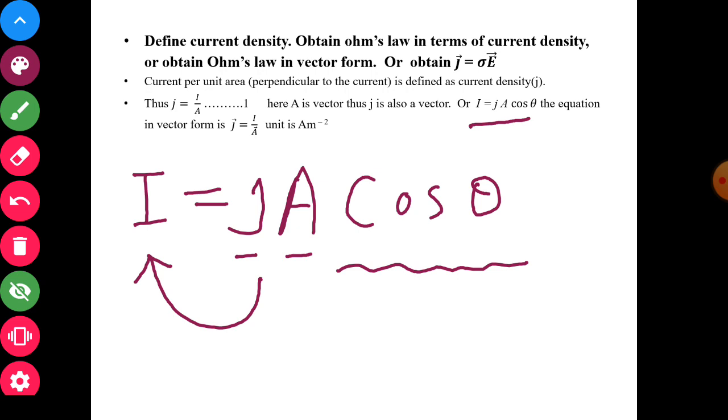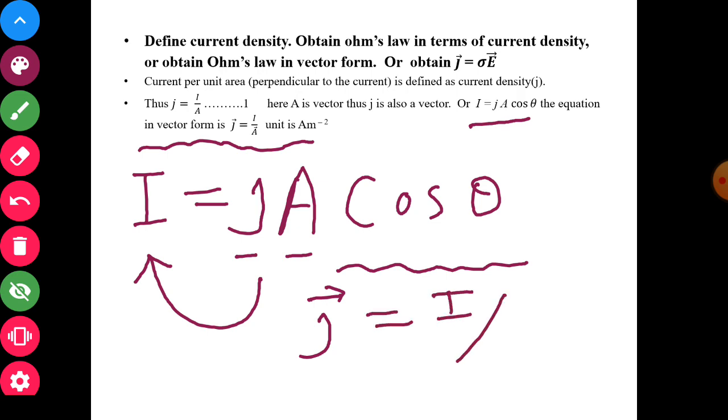The equation in vector form can be written as J is equal to I upon A. So J is a vector, and A is the area vector. As you know, the unit of current is ampere and the unit of area is meter square. So the unit of current density is ampere per meter square.